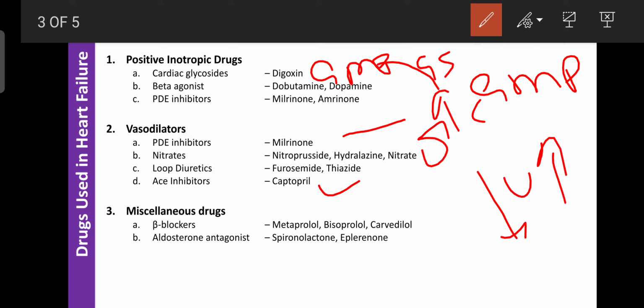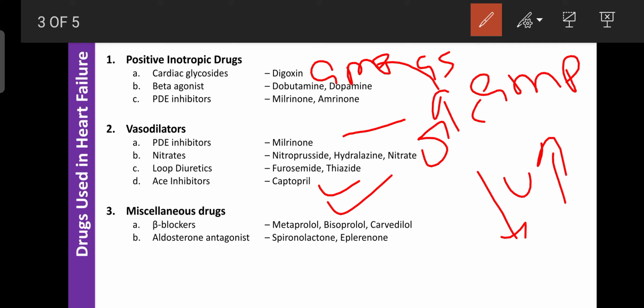Okay, so the next one is miscellaneous drugs, which are once again classified into two types: beta blockers and aldosterone antagonists. Examples of beta blockers are metoprolol, bisoprolol, and carvedilol. Here bisoprolol is commonly used. After that, carvedilol is used, and then metoprolol.